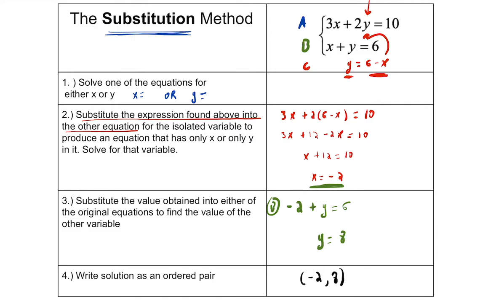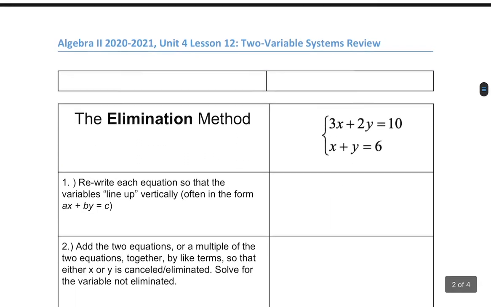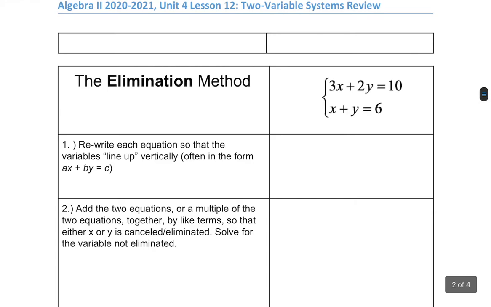Now, there is another method that will often be a lot faster, particularly if you have coefficients, meaning the numbers in front of the variables on all of your variables. So let's see how we would solve. We know the answer is negative 2 comma 8, right? But let me show you a trick here in how to solve this.